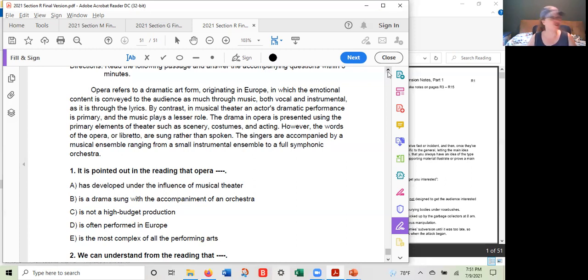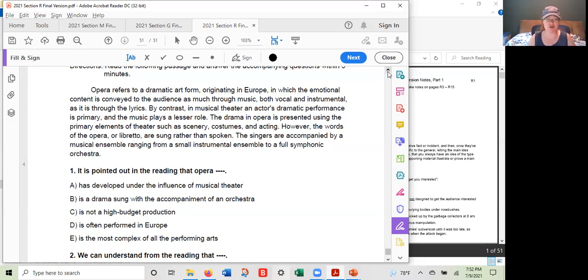Okay. So hopefully you got at least that it's about opera. And maybe you saw that there was a little bit of compare and contrast with musical theater, talking about differences between the role that the music and the lyrics and acting play in those two styles of entertainment, the opera and musical theater. And that's probably a good place to start.